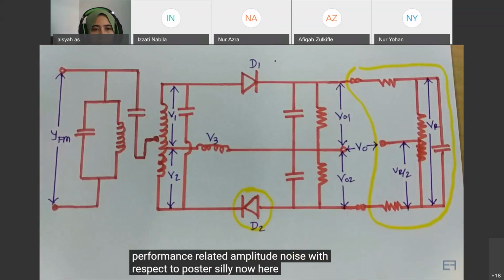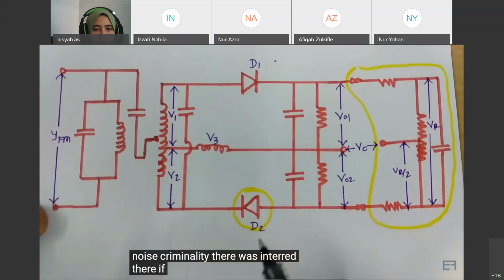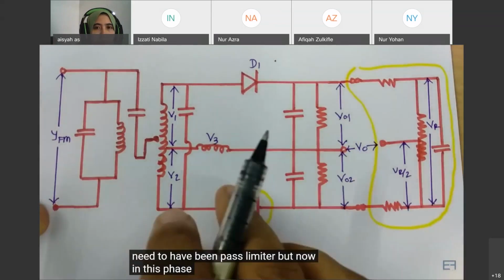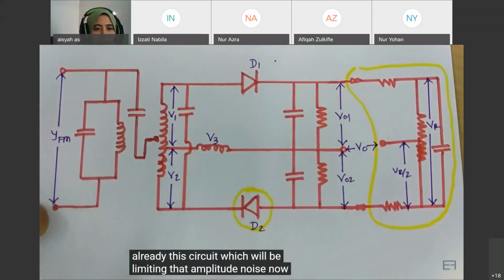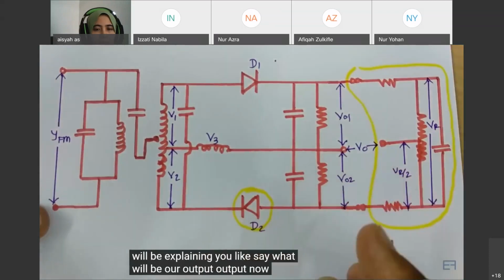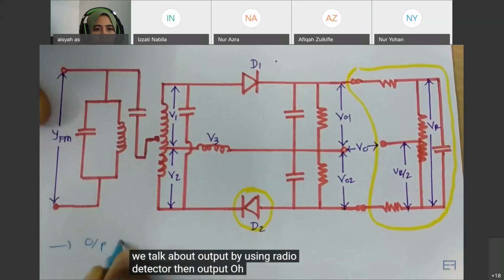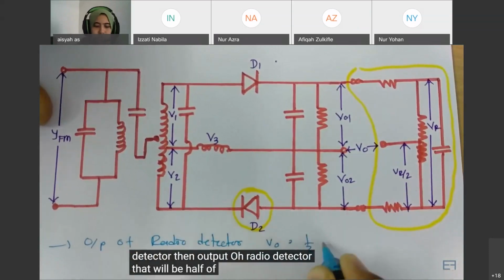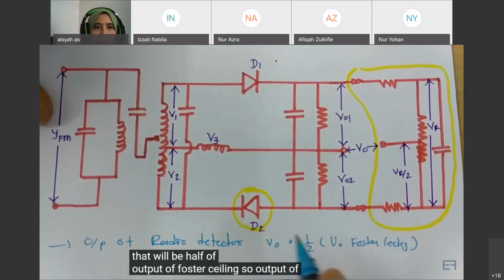Now here, as I have told, in Foster Seeley, because of noise granularity, there was noise amplitude that was introduced, and to remove that we use a band pass limiter. But now in this ratio detector, we don't need a band pass limiter. The reason is we already have the circuit which will be limiting that amplitude. So here I am explaining what will be our output using the ratio detector. The output of the ratio detector will be half of the output of Foster Seeley.